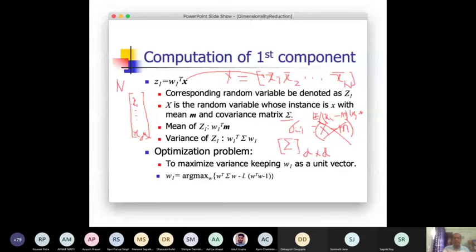Then you can show that this variance is nothing but this one, so you can compute it. That is why, to maximize the variance, this is your objective function. Do you agree with this objective function? This is the constrained optimization.